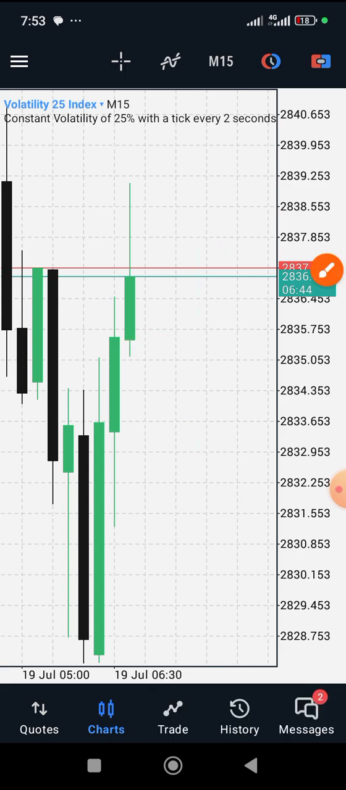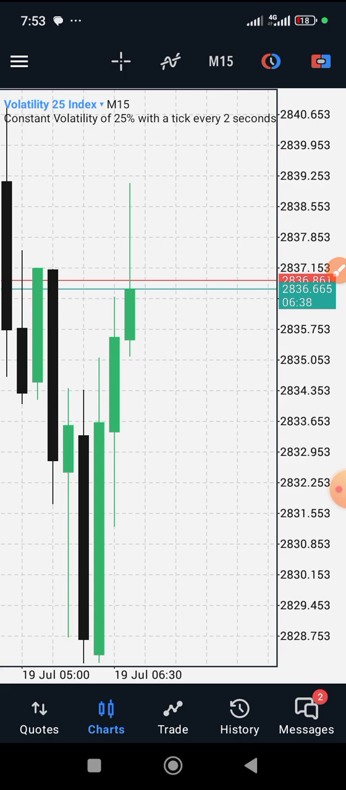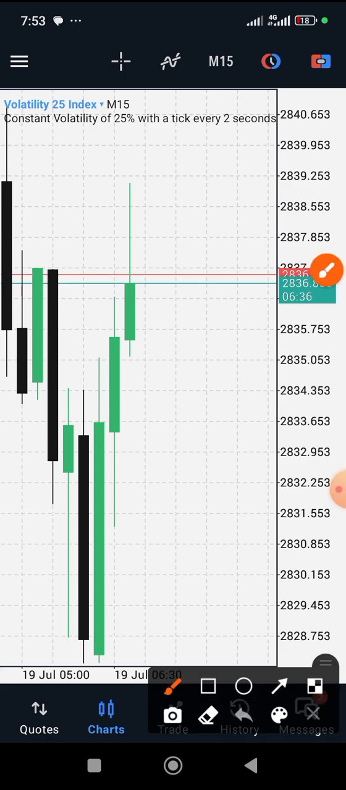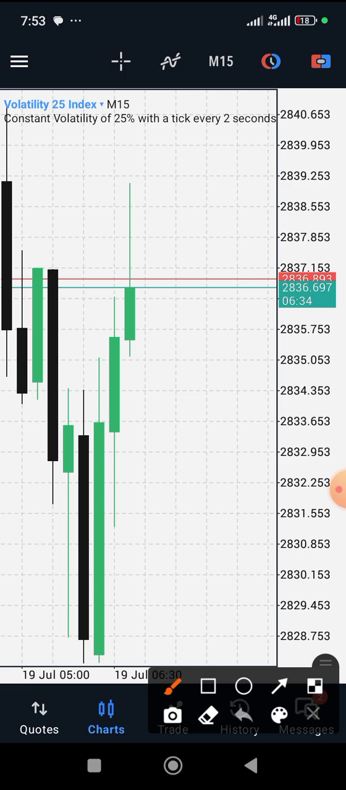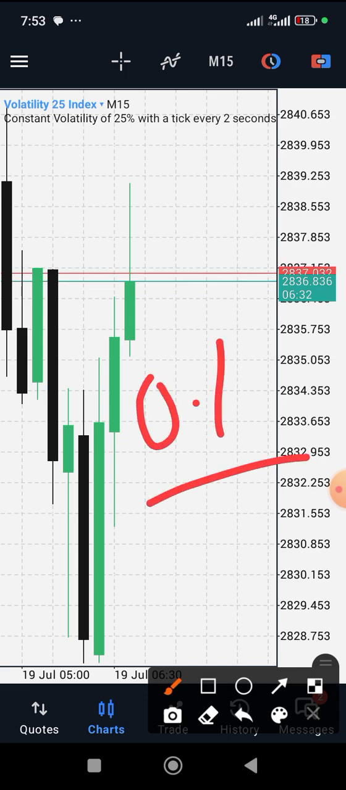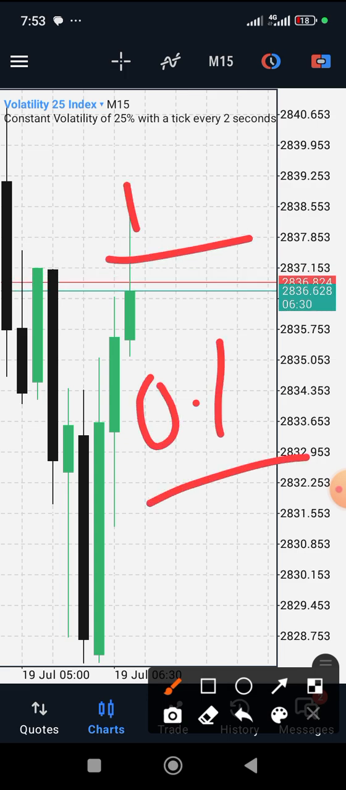Lot size. So basically, with lot size you are determining how much you want to make from that trade. So you don't need to think too much on it. The lower the lot size, the lesser the money. The higher the lot size, the higher the money.